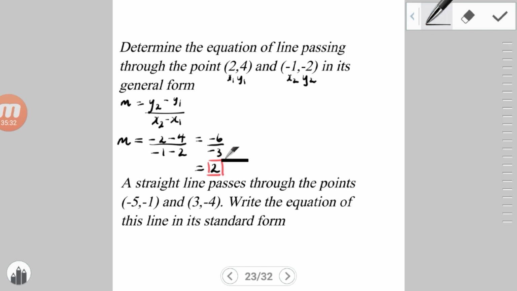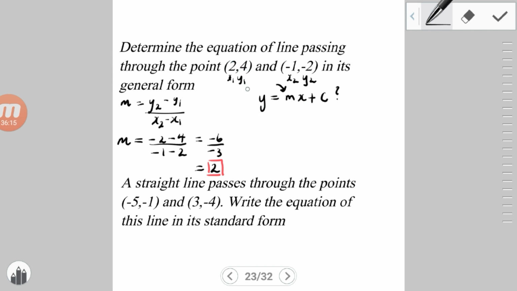Now that we have the gradient, as mentioned before, the general equation is y equals mx plus c, and we've just calculated m, and now we're looking for c. As mentioned, you can use any pair of points to substitute for y and x. So if we choose to use this pair, that would be entirely up to us, and if we choose to use this pair, that's entirely up to us. I normally stick with a routine where I simply use my x1 and y1 values as my pair.